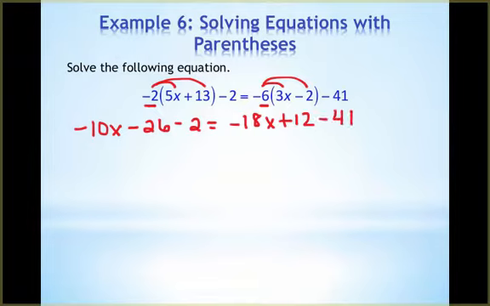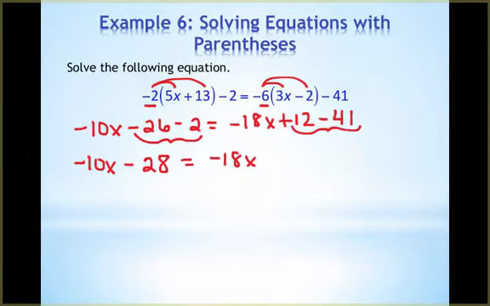Now let's look to see if we have some like terms we can combine. Well, on my left, I do have a negative 26 and a negative 2, so that's going to give me negative 28. And on my right-hand side, I've got a positive 12 and a negative 41, so that's going to give me negative 29. And now we can start moving things around till we get our variables on one side, our constants on the other. So I'm going to add 28 to both sides.